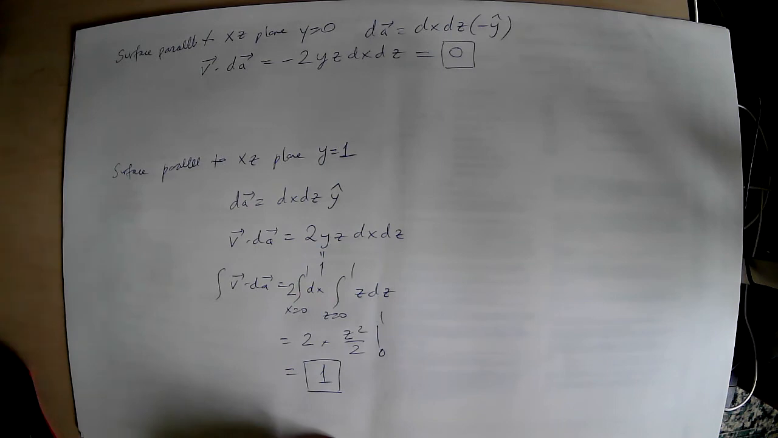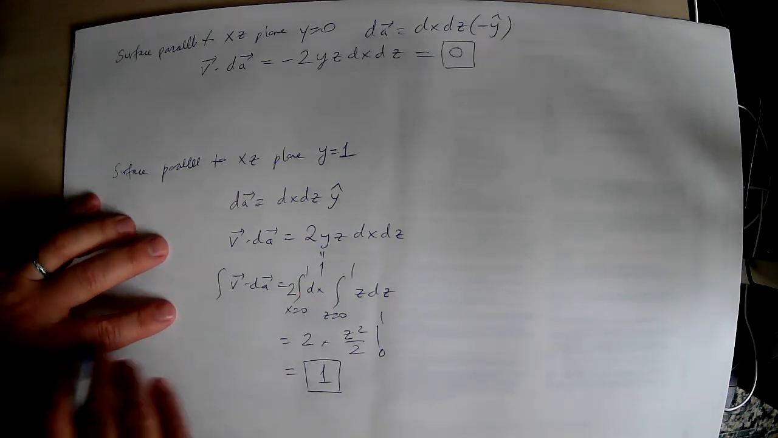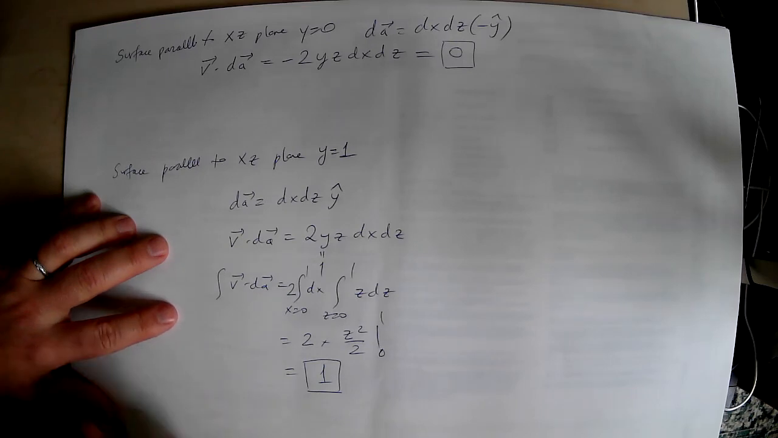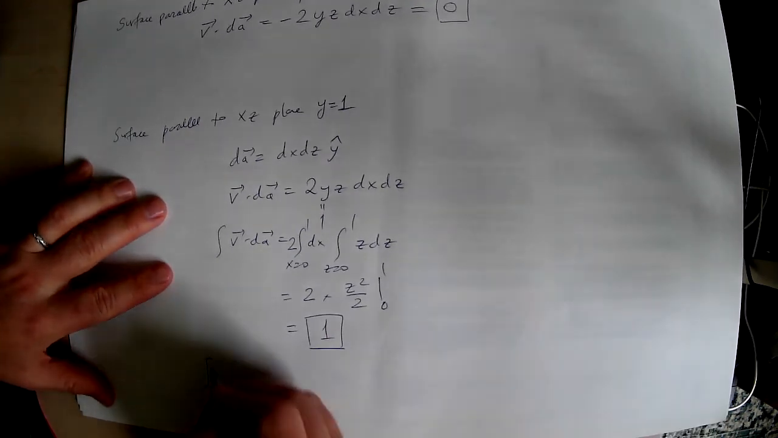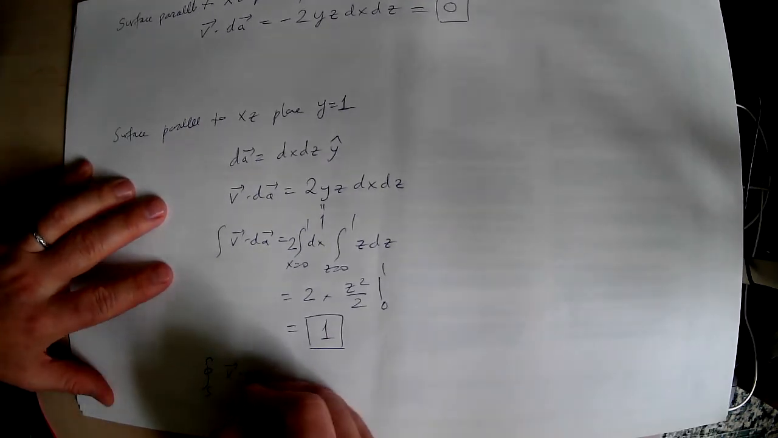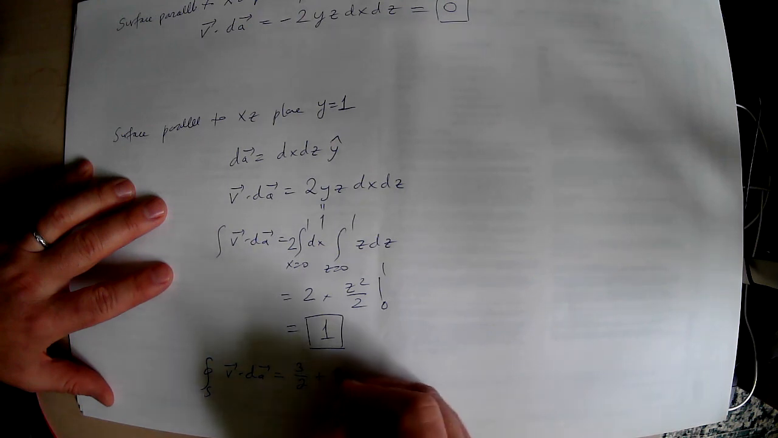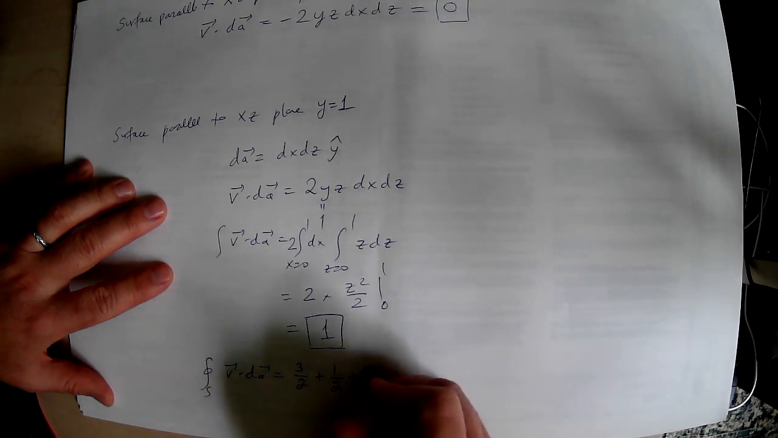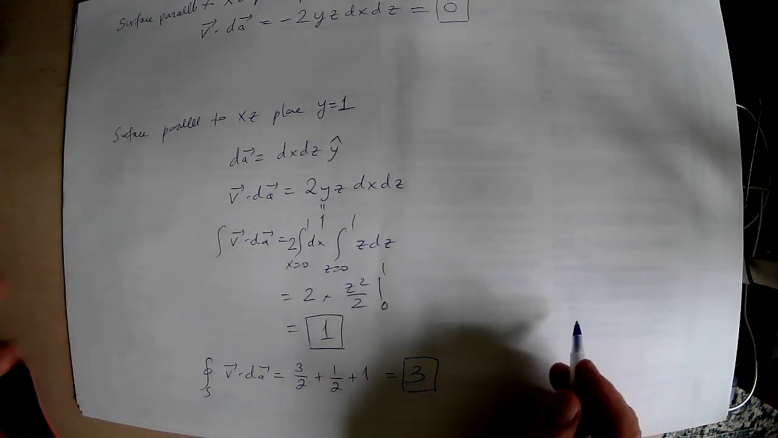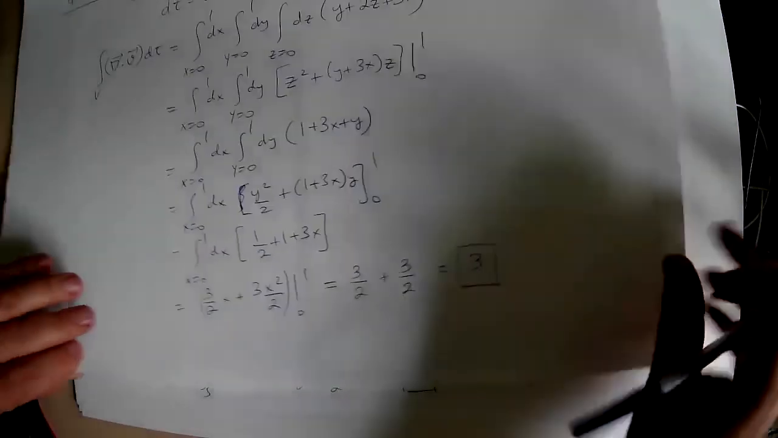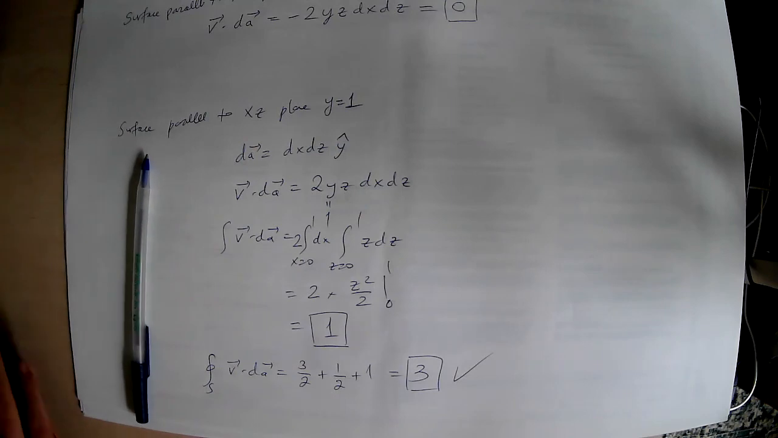Okay, that's 1. And I have 3/2 and 1/2 from the other two integrals. So that means the total surface integral, v dot dA, will be 3/2 plus 1/2 plus 1, which is 3. That verifies it because I also got 3 for the volume integral. All good. I hope you enjoyed the solution.